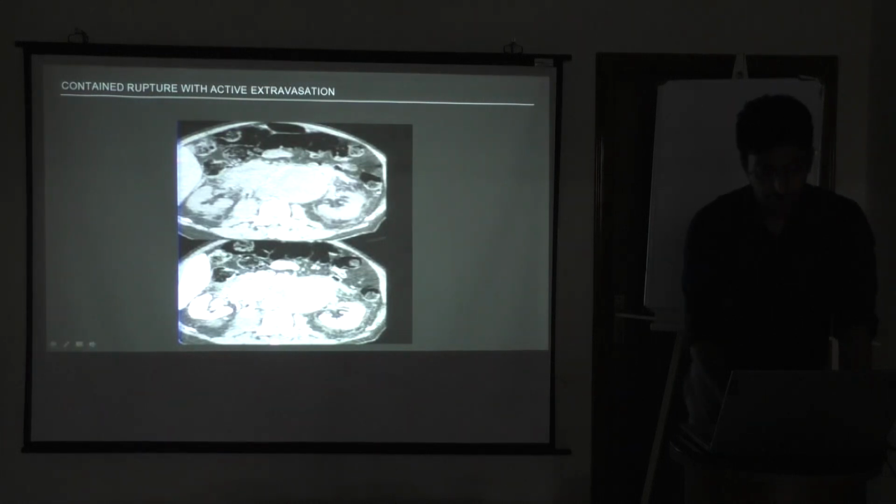So this is the aorta. You can see something abnormal trickling down. So this is active extravasation. This helps us to understand the next line of action. So it's important to identify these small signs.